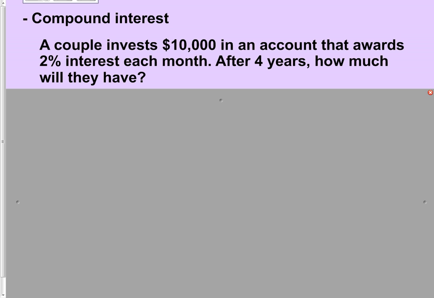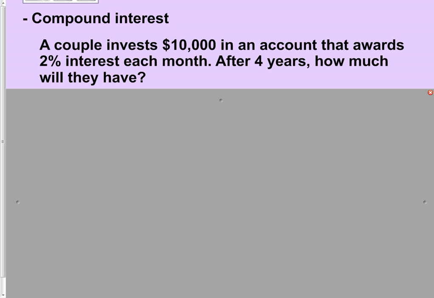A couple invests $10,000 in an account that awards 2% interest each month. After 4 years, how much will they have? Now, 2% does not sound like a very good investment, but the fact that it is compounded monthly is a good thing. 2% per year would be bad. 2% per month, that's pretty good. Okay, so let's take a look here.